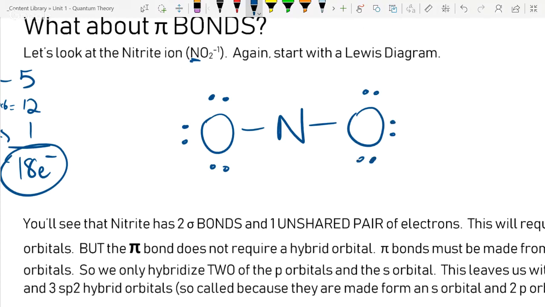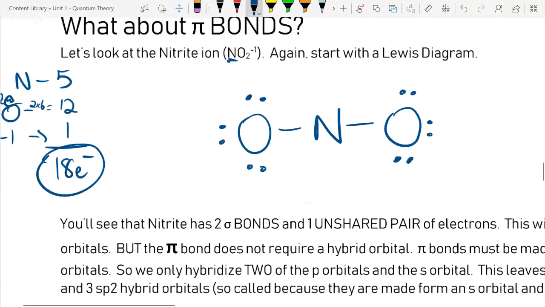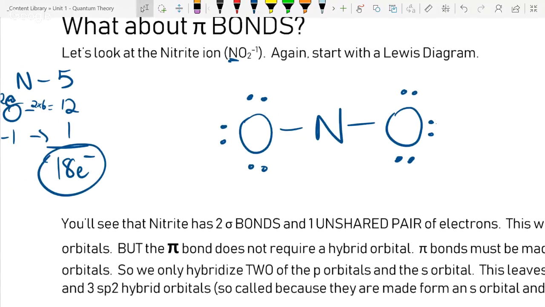And what do I do now? Now we count. 2, 4, 6, 8, 10, 12, 14, 16. Almost. What do I need? I will need another bond, but before that, do I have enough electrons? So where am I going to put more electrons? So far I've got 16 electrons. I need 2 more. Where do they go? Very good. We're going to put them on the nitrogen.